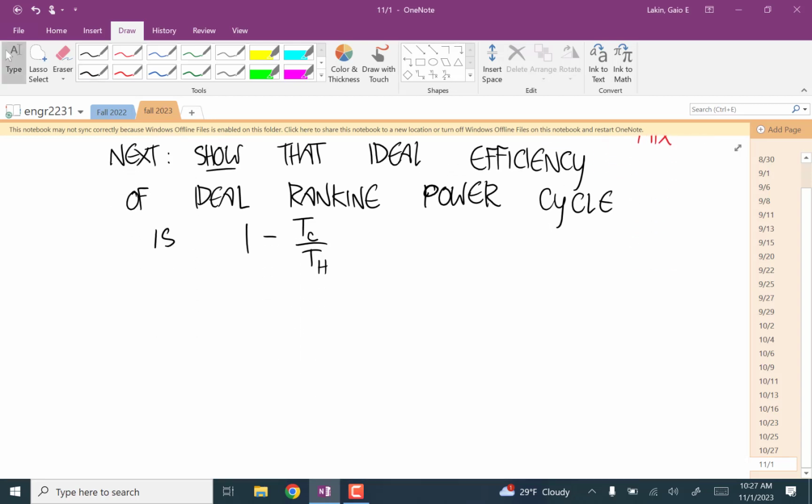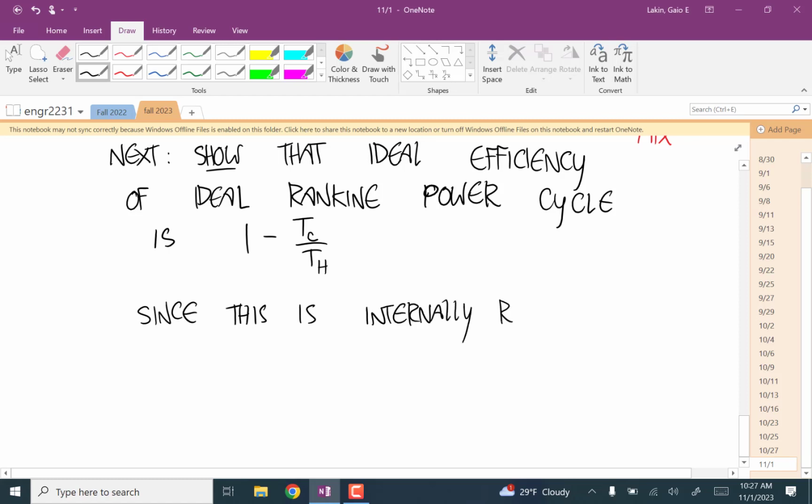Okay, so since this is internally reversible, we know that a change in the entropy is equal to the heat transfer divided by the temperature. Okay? That's the definition of a change in entropy.